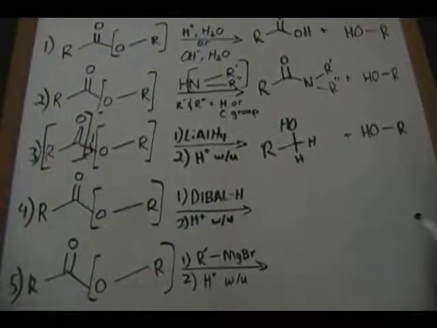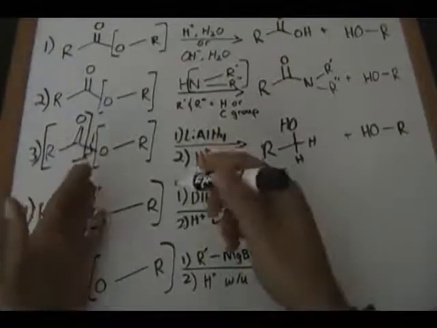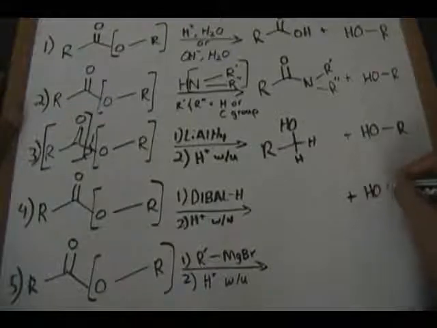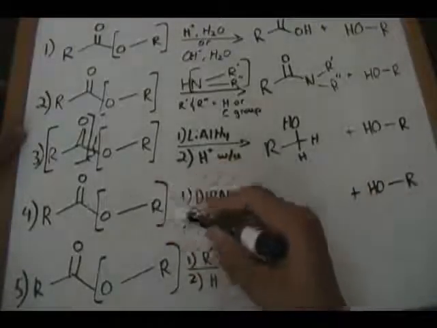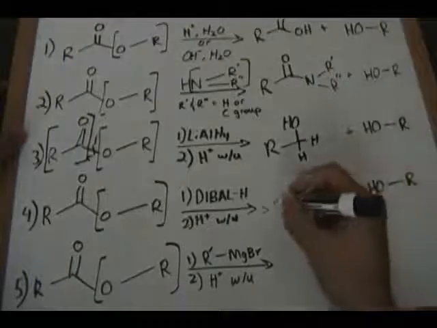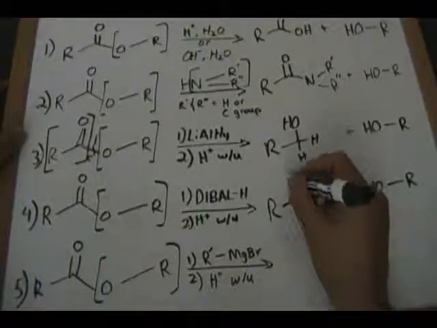The fourth reaction, nice and straightforward. All you have to do, again, you form your alcohol from this piece right here. It looks like that. And all you have to do is replace this piece with an H to get your other product, which is an aldehyde.